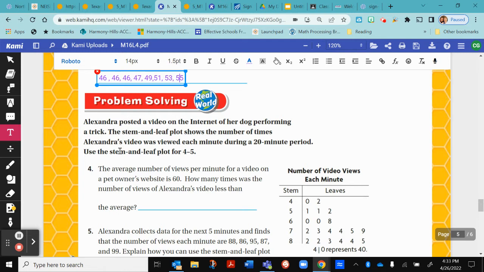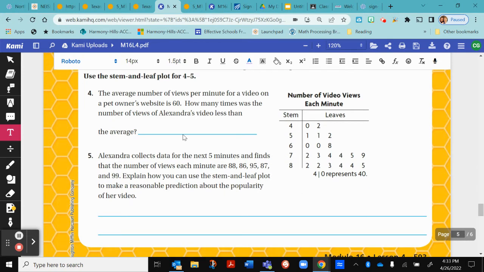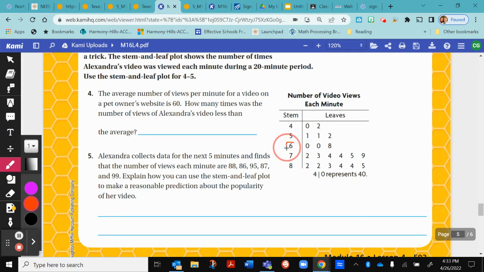On number 4, the average number of views per minute for a video on a pet's owner website is 60. So the average is 60 views. So how many times was the number of views of Alexandra's videos less than the average? So I'm going to go to STEM 6 because the average is 60. So here I'm going to put this into parentheses and I'm going to write the numbers 60.